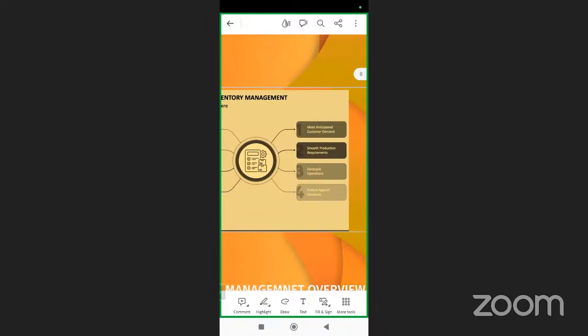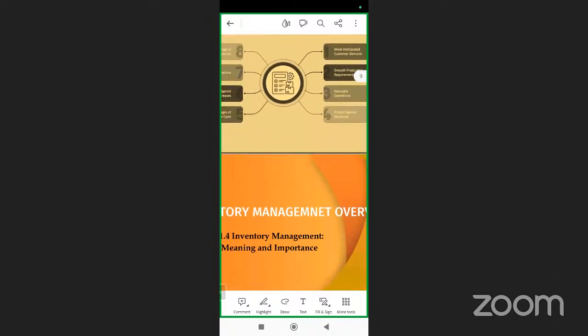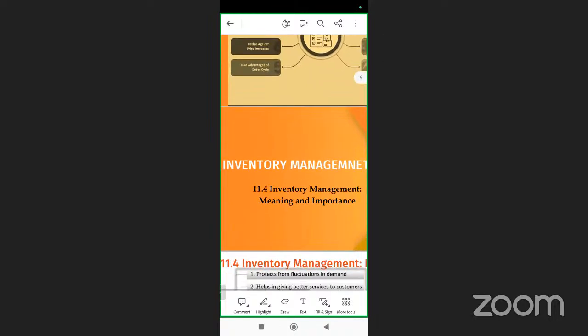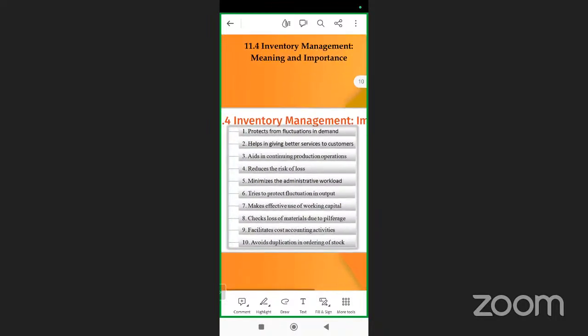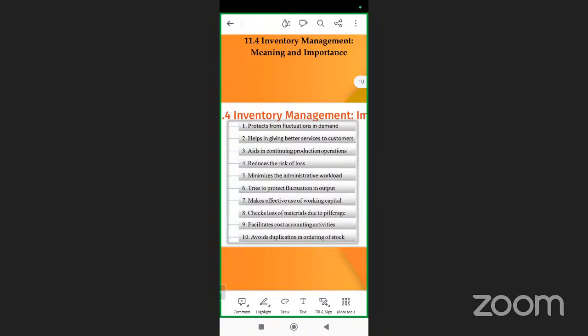And smooth production requirements. If we have good inventory, then without any interruption the production process can go on, right? Decouple operations and protect against stockouts. These are all the functions of inventory. Now, the importance of inventory management: it will protect from fluctuation. The same points will be repeated.